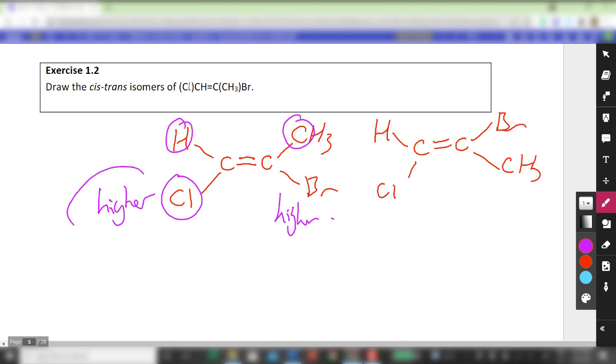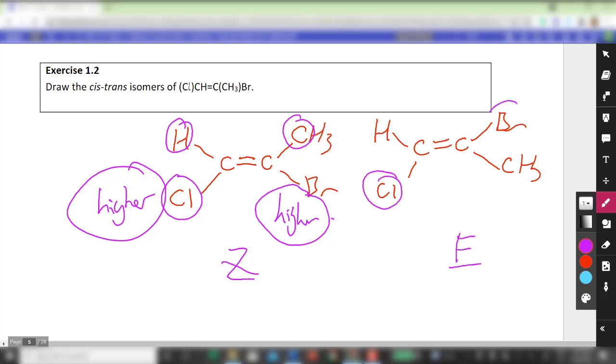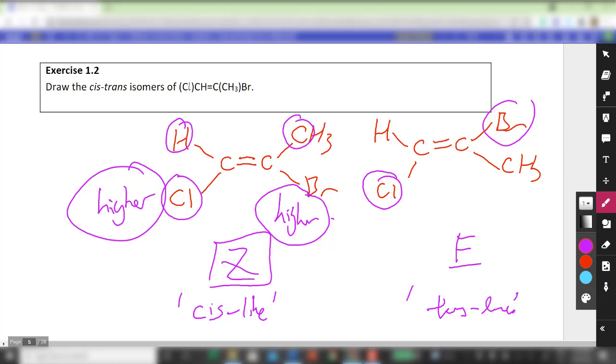So when the two higher priority groups are on the same side, for easy convention, we call this Z. For the other one, it will be called E because the higher priority groups are on opposite sides. You can view Z configuration as cis-like because the higher priority groups are on the same side, but it is incorrect to call it cis. You probably will just want to call it cis-like, but it's not cis, and E is trans-like. I hope that explains it all.